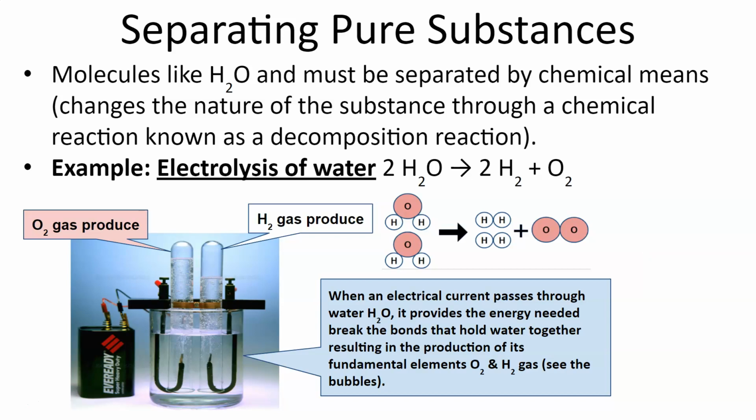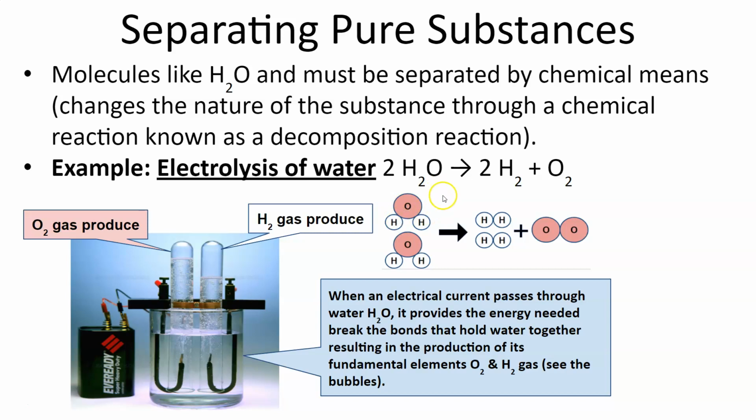Now, when you see the word chemical, whether it's a chemical change or a chemical property, chemical implies change. So change begins with a CH and so does chemical. And what do I mean by change? If we look at an example of separating water, water is H2O and it's made of oxygen and hydrogen atoms.